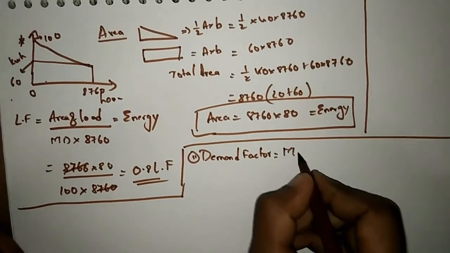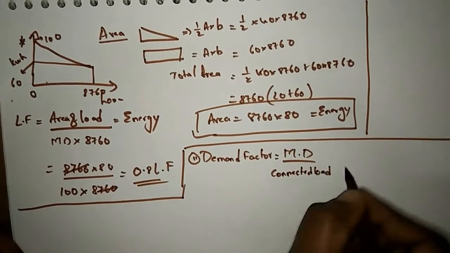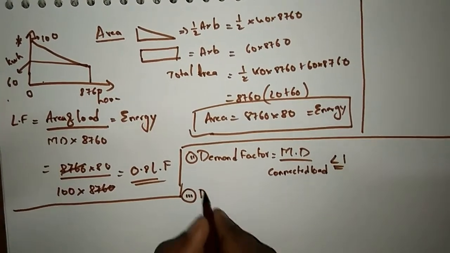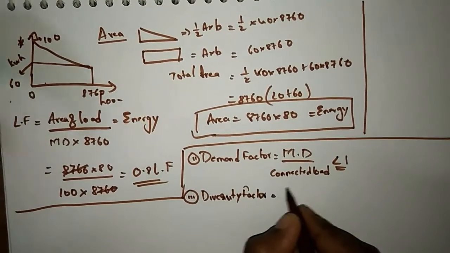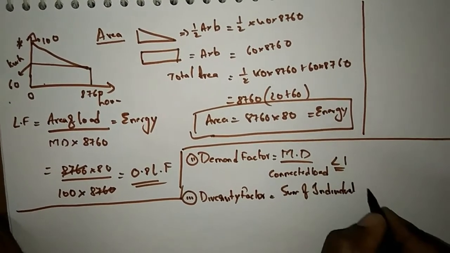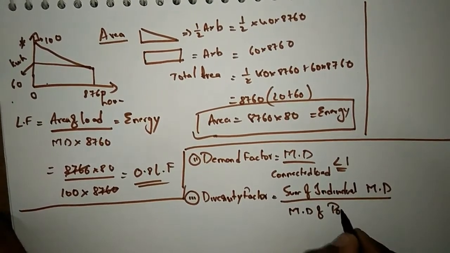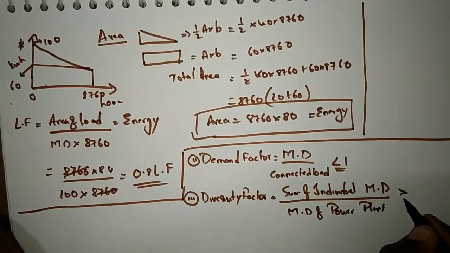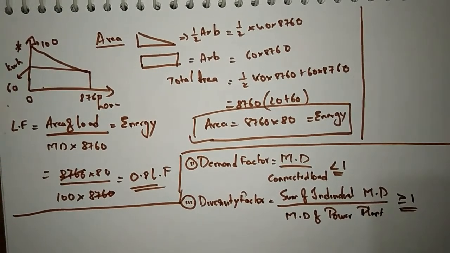Demand factor is equal to maximum demand by connected load. This is also always less than 1. Next comes diversity factor: sum of individual maximum demands by maximum demand of power plant. So this is the only one which has diversity factor greater than unity. So please do note it.